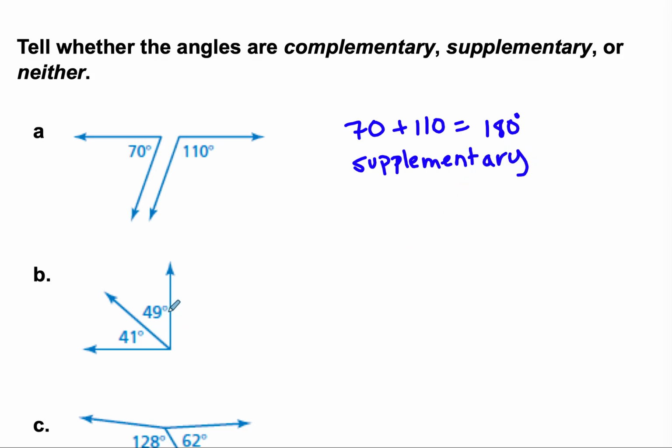Okay, for B, I'm going to add 41 plus 49 equals 90. 90 degrees, complementary.